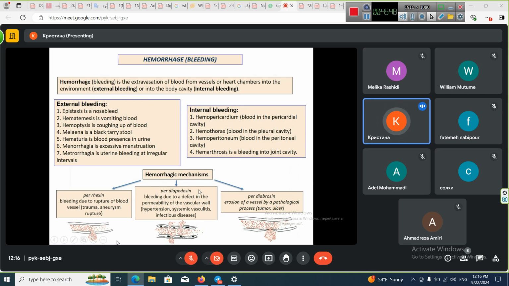Next, diapedesis means that here we have increased permeability of the endothelial cells. It means that it's okay with endothelial cells, they are not ruptured, they are alive and everything is okay, except holes and gaps between them. So here we have increased permeability, and through these gaps and holes, blood can go out from the blood capillary.